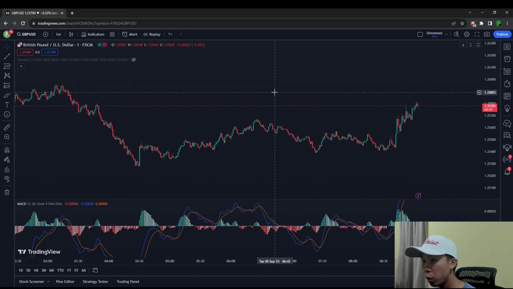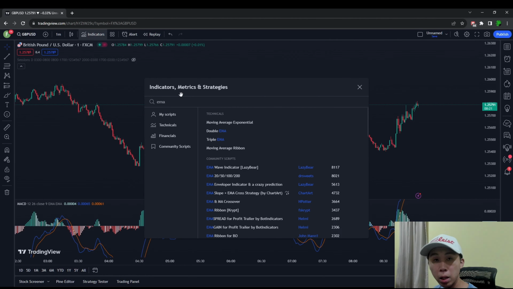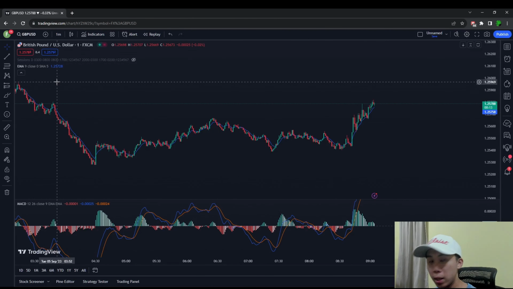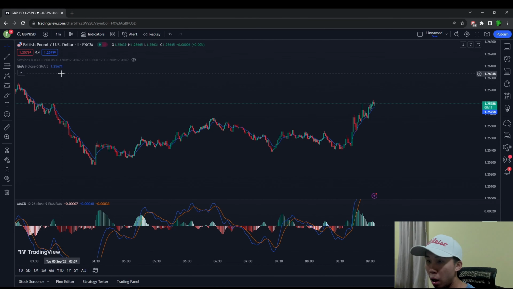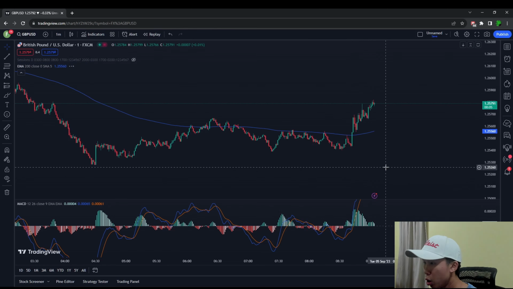Firstly, we need to know what trend it is. I'm going to use the EMA. Once you type in EMA, you're going to select Moving Average Exponential. Press on it and you're going to see a line on your chart. But this is not the setting I use. I'm going to go over to settings and change it to 200. So this is the one I'm going to use, 200.